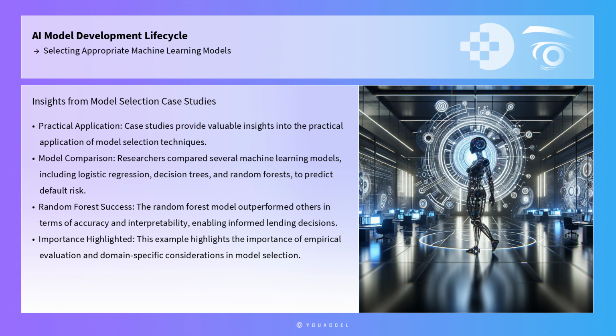Case studies provide valuable insights into the practical application of model selection techniques. For instance, in a study on credit scoring, researchers compared several machine learning models, including logistic regression, decision trees, and random forests, to predict default risk. The random forest model outperformed others in terms of accuracy and interpretability, enabling the financial institution to make informed lending decisions while maintaining regulatory compliance. This example highlights the importance of empirical evaluation and domain-specific considerations in model selection.